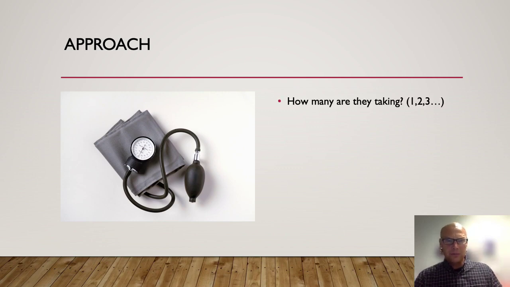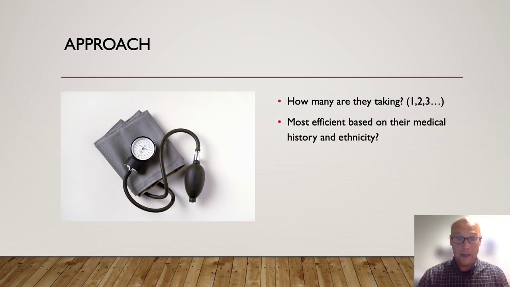So approach: how many medications are they taking? Are they taking one? Are they taking two? Are they taking three? Does it have that diuretic in it? And they're compliant with it and it's optimally used, then they're resistant at that point. And again, are these medications the most efficient based off of their history and ethnicity? So am I covering for their diabetes? Am I covering for their CAD? Am I covering for their heart failure? Am I doing the right medications for this patient?